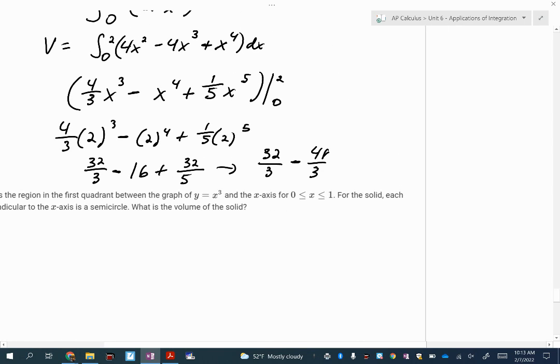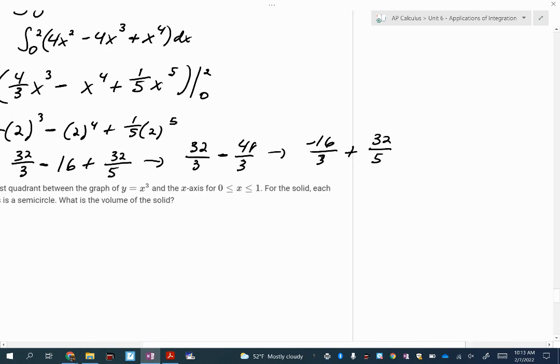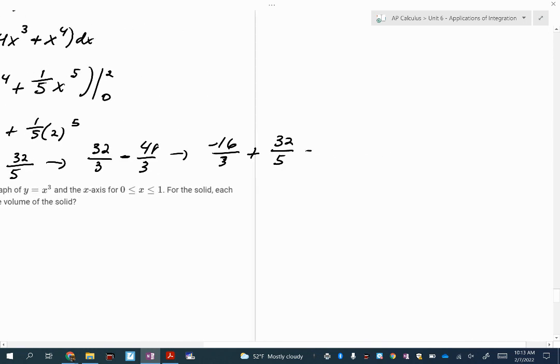All right, which is going to be negative 16/3. So that now needs to be added with 32/5. If I get a common denominator for that, that's going to be 15. Again, you can go to Desmos at any point here. That's negative 80 over 15 plus, what's that going to be?